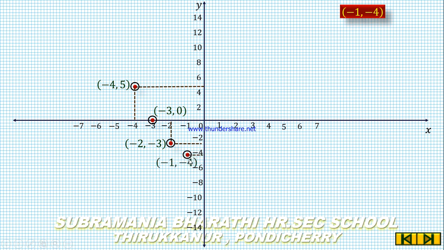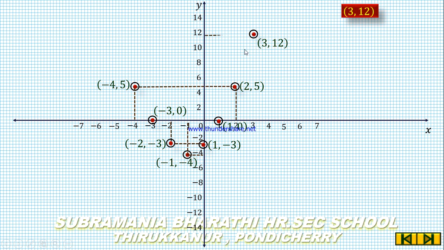The next point is minus 1, minus 4 here. Minus 1, minus 4. The next point 0, that is 0, minus 3. That is 0, minus 3. It's wrong. Not 1, minus 3. 0, 3. The next point is 1, 0. That is 1, 0. The next point is 2, 5. This is 2, 5. These are the points. Next point is 3, 12. That is the first quadrant, and here comes 3, 12. You want to plot the point 3, 12.